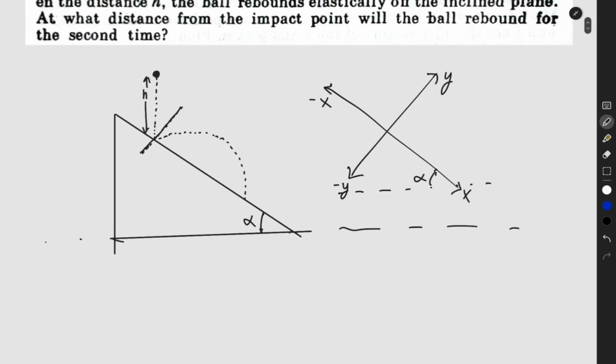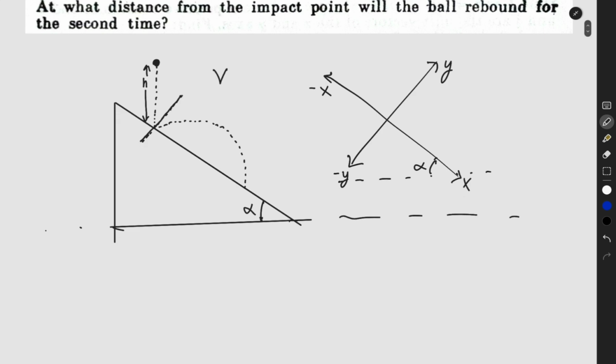Now, the ball attains some velocity while it's falling. Let's call that velocity v, and we can calculate v later. First of all, I need to calculate this angle. I'm going to apply simple rules of projectile motion. So I'm going to calculate this angle here.